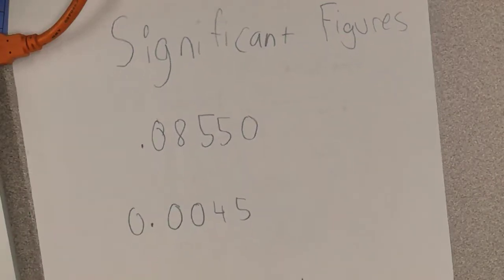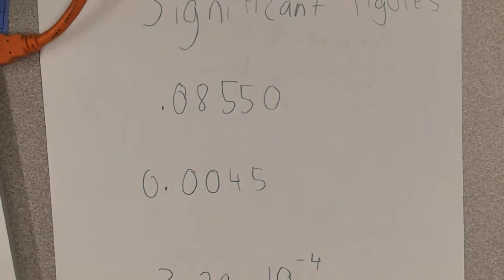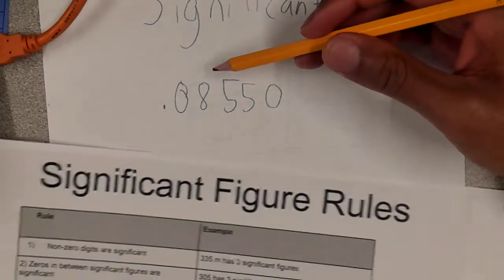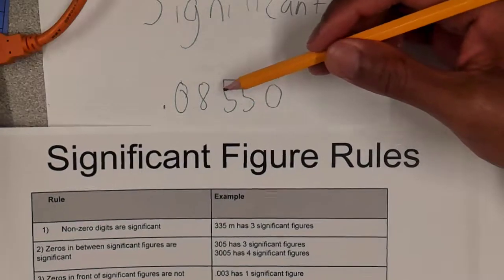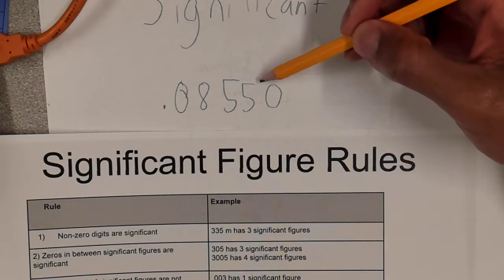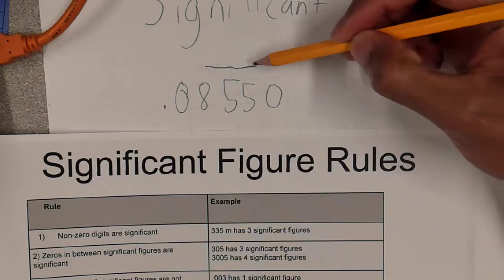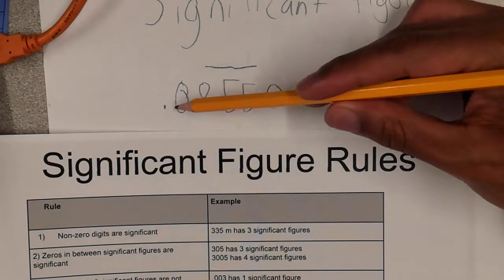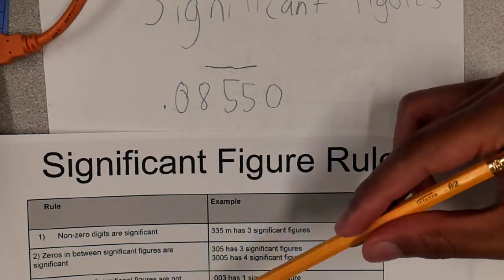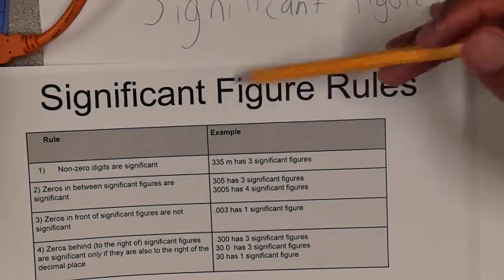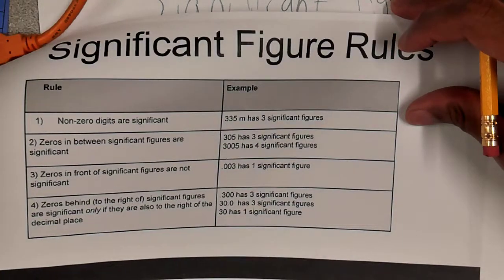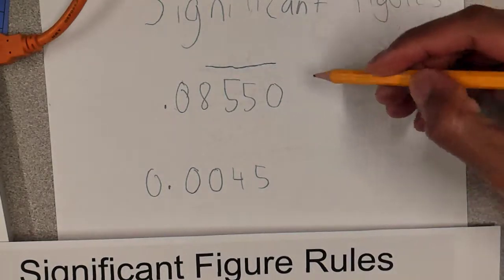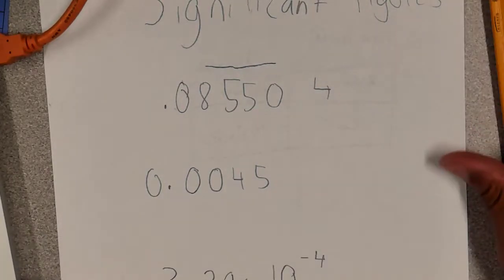So a couple other examples, 0.08550. Okay, so on rule number 1, non-zero digits are significant. The 8, 5, and the 5 are all significant. And here we have the 0 that's to the right of significant figures and to the right of a decimal place. So based on rule number 4, that 0 is significant. So we have 4 significant figures in this one.